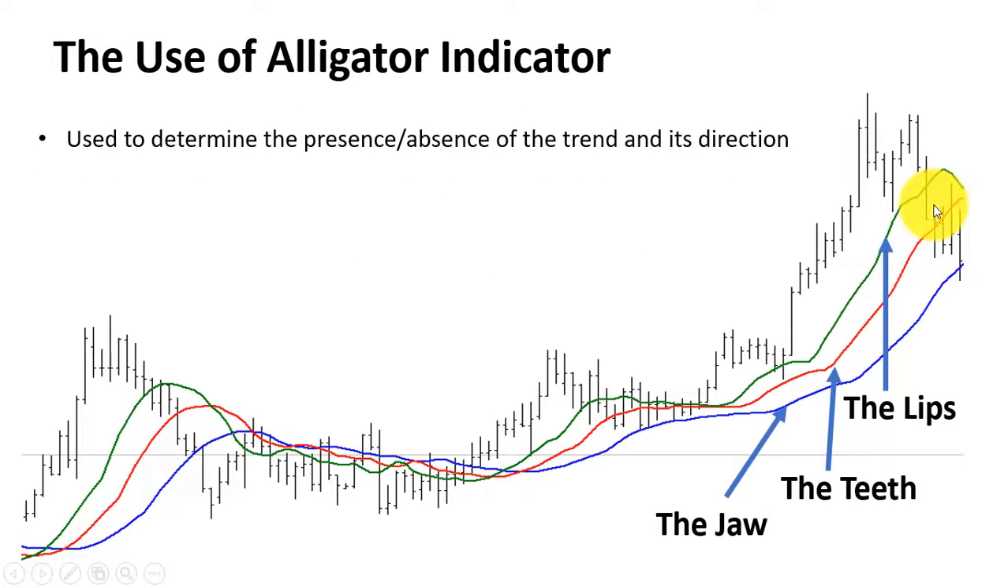So what is the use of the alligator indicator? We use it to determine the presence or absence of a trend. That's all it does. The absence or presence of a trend, and the direction.